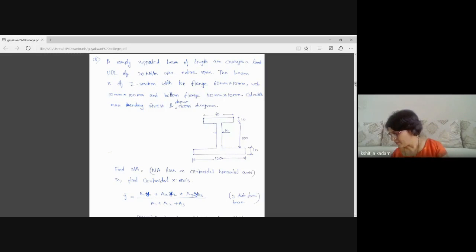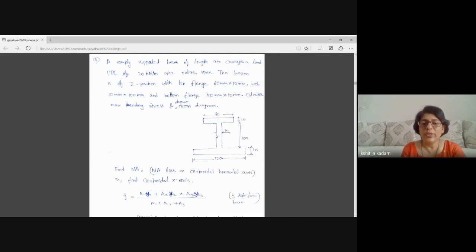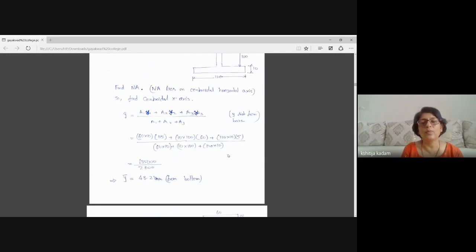Few points I can explain here. We are not going to solve a complete question, but if this type of question is there and you have to find out bending stress diagram, to locate the bending stress diagram, we have to first locate the neutral axis. So our general formula for neutral axis location of centroid, because neutral axis lies on centroid. So let us locate the centroid first.